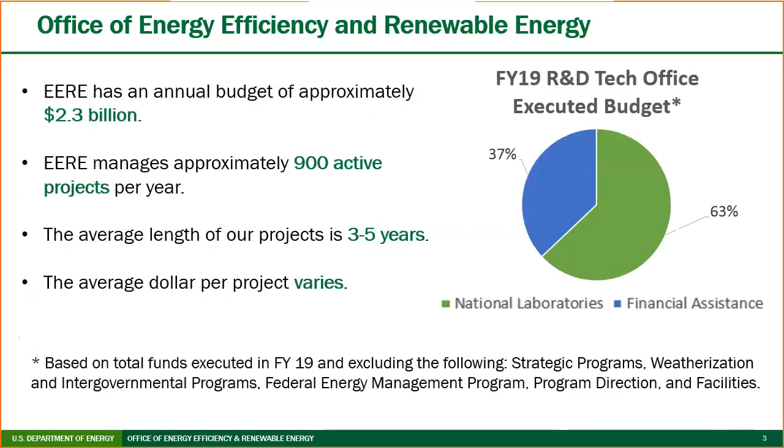We manage about 900 active projects per year, and the average length of our projects is 3 to 5 years. The average dollar per project varies by tech office. We fund anything from small, limited duration R&D to large-scale biorefinery pilot projects. Within our R&D tech offices, the funding is split with about 60% going to labs and 40% to financial assistance.